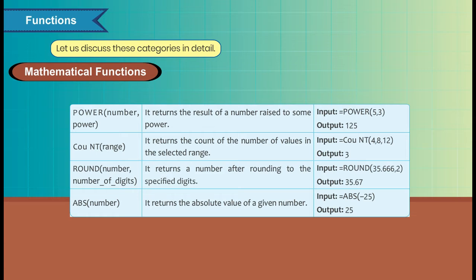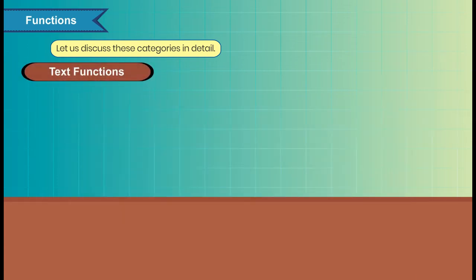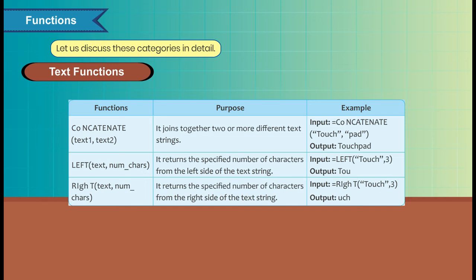ABS(number). It returns the absolute value of a given number. Input: =ABS(-25). Output: 25. Text functions. CONCATENATE(text1, text2). It joins together two or more different text strings. Input: CONCATENATE("touch", "pad"). Output: touchpad.